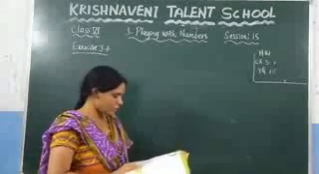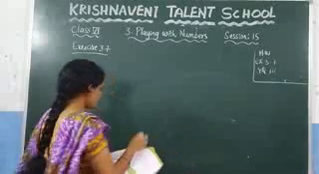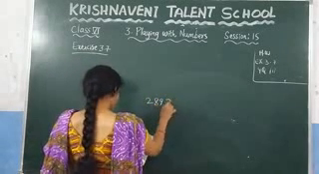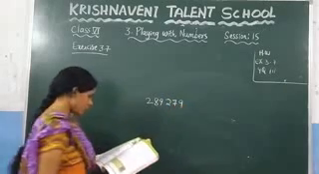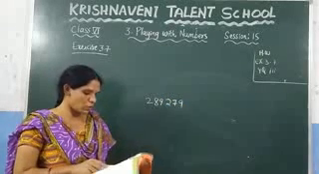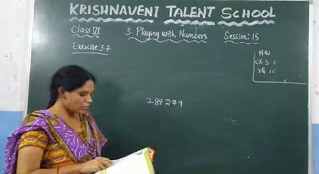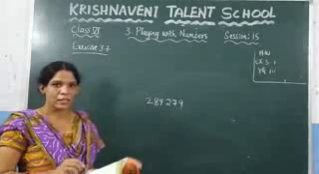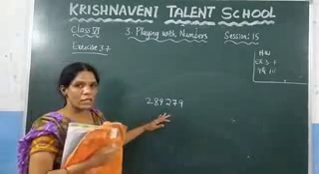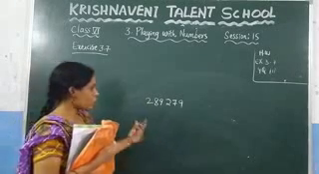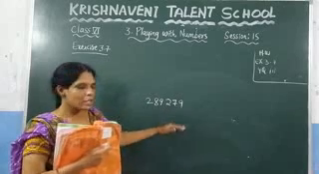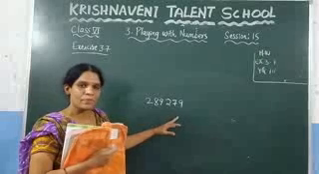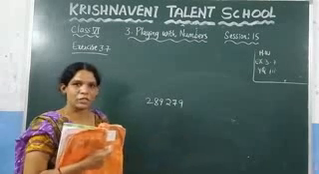Find the smallest number that must be added to 2,89,279 so that the given number is divisible by 8. That means this number is not divisible by 8, and you need to add one more number to it such that it becomes divisible by 8. What is the number you need to add? We need to find it.